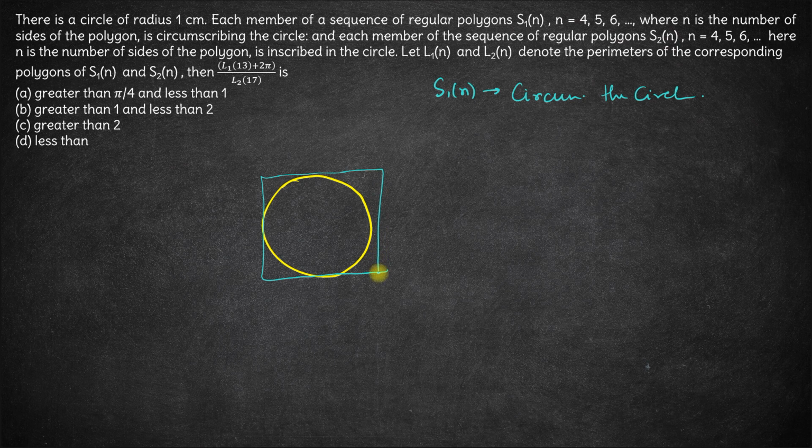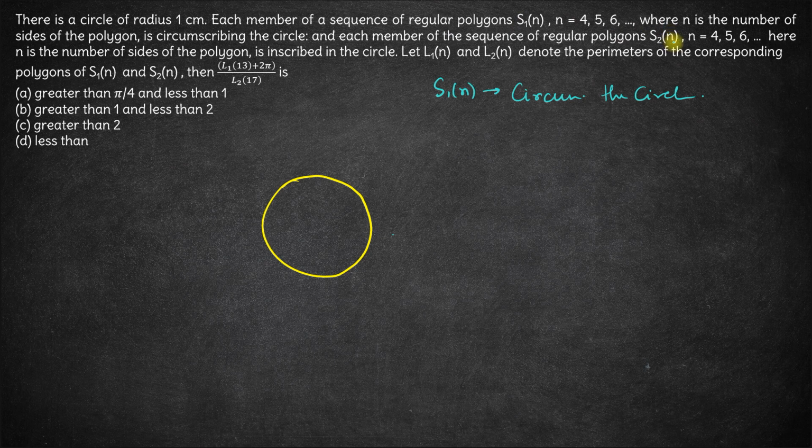So circumscribing the circle means, basically the polygon, if it's a quadrilateral, would be something like this. Okay. If it's a pentagon, it's going to be something like this, right? If it's a hexagon, it would be something like this, hexagon. Fine. So S1n is basically a figure which is bigger than the circle, right?